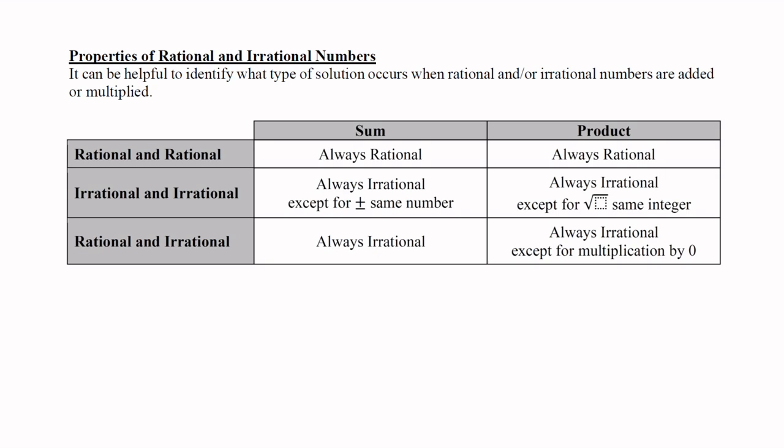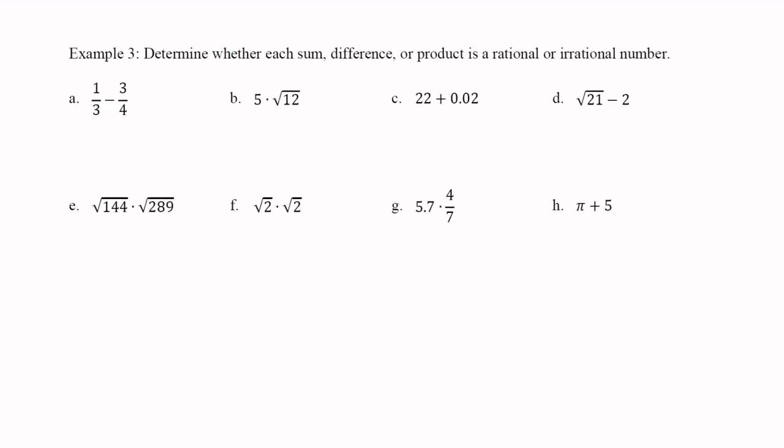So I know that's a lot of information. I know it may not be the most straightforward information yet, but I think it'll make more sense when we do a few examples. So let's determine whether each sum, difference, or product is a rational or irrational number. You notice I threw in differences here. A difference is the same as a sum, except we have a negative in there.